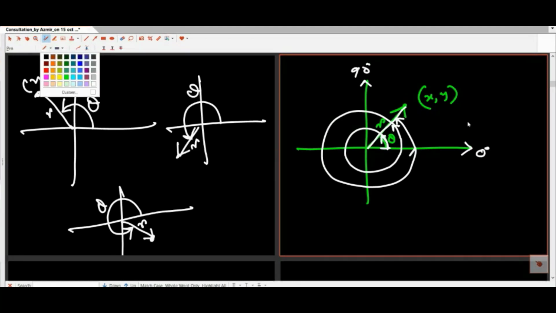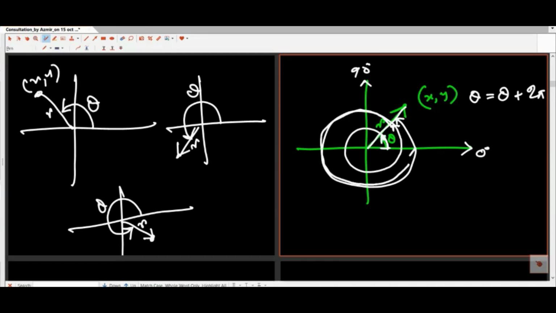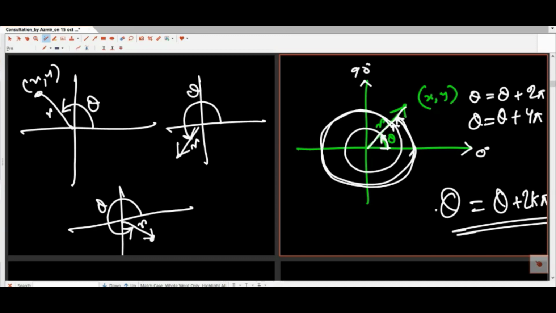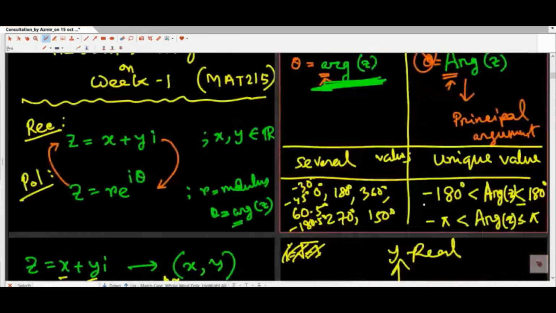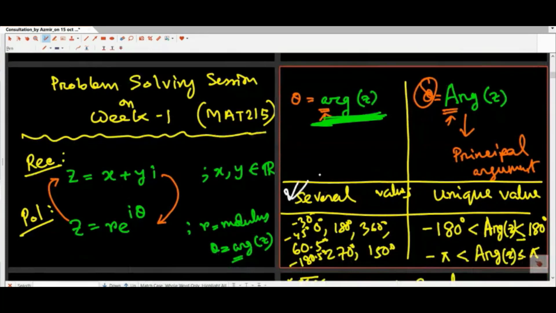We can think about another rotation. 360 degrees plus the same angle, we get the same line. So this theta is not a single value, it can take several values. Theta plus 2 pi, we get the same line. If we make another 360 degree rotation, then it will be theta plus 4 pi. So this is how we can describe theta. That means theta equals theta plus 2k pi. This is how we can think about the argument. The argument can take several values.